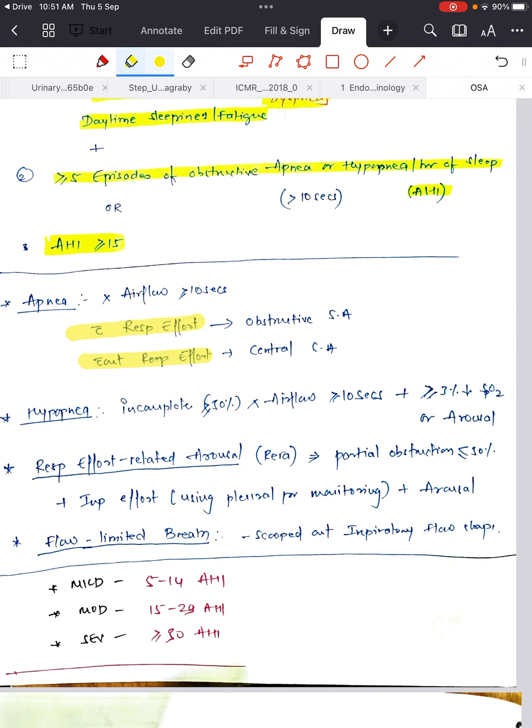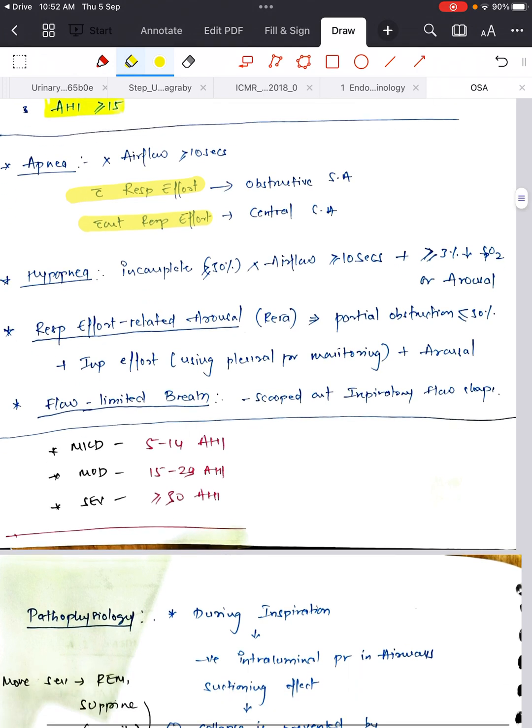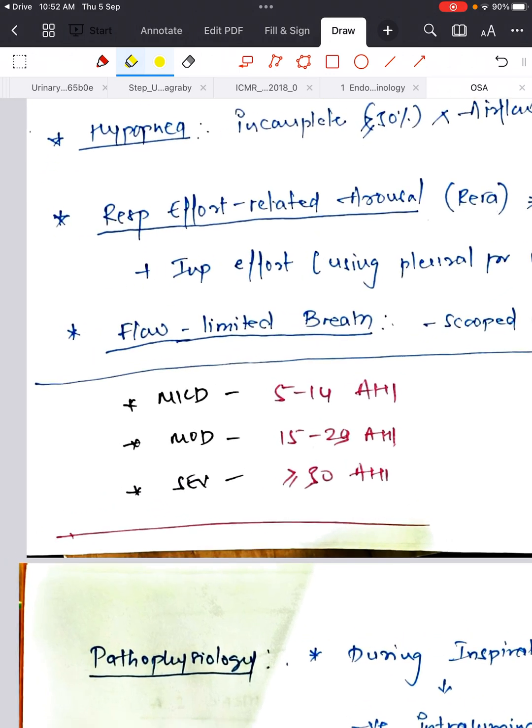There are other definitions, like respiratory effort related arousal, that is partial obstruction of more than 30%, with inspiratory effort seen using pleural pressure monitoring and association of arousal. Flow limited breathing is when the flow curves are seen with scooped out inspiratory flow. These are used for staging. Obstructive sleep apnea is classified as mild, moderate, severe based on the apnea hypopnea index: 5 to 14 is mild, 15 to 29 is moderate, and more than 30 is severe.